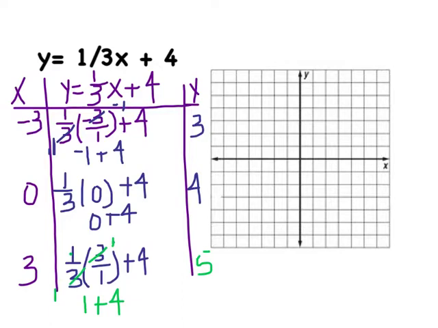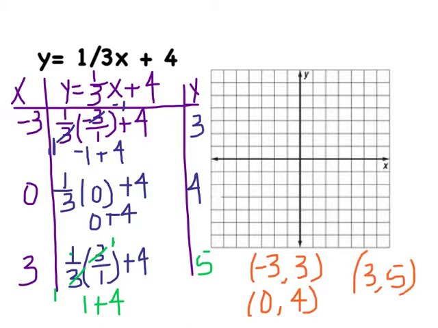So my coordinates are -3, 3; 0, 4; and 3, 5. So if I graph those, -3, 3; 0, 4; and 3, 5. And notice again, it makes a straight line. So that's how you graph linear equations using a solution table.